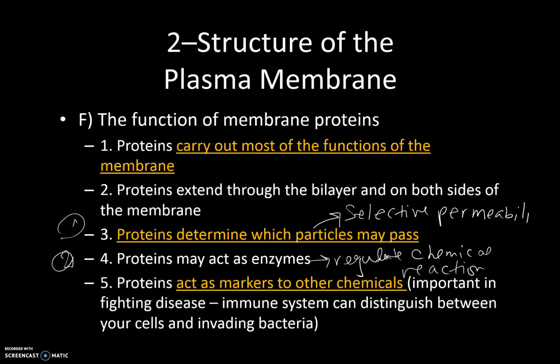And the third job is they're kind of like an ID for your body. Your proteins act as markers to other chemicals. So for example, your white blood cells are always traveling around through your bloodstream, checking things out to find out what cells belong and what cells don't. Well, your membrane proteins on your cells are a way that they communicate with your immune system to say, hey, I'm a cell that belongs in the body. I'm a skin cell that's supposed to be here. I'm a red blood cell that's supposed to be here.